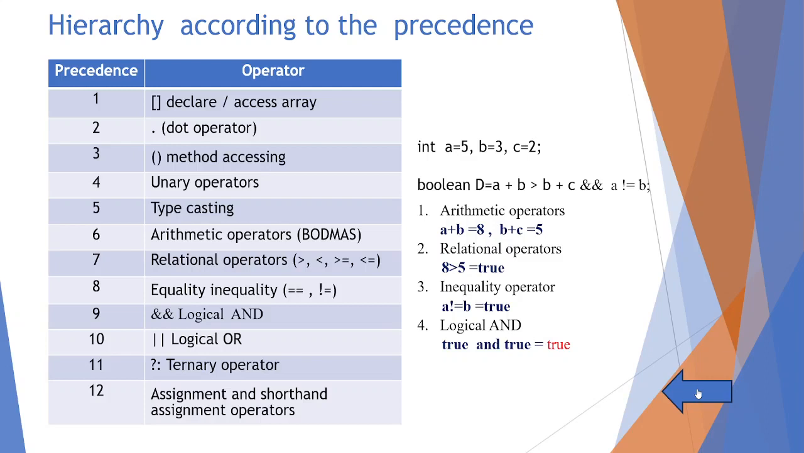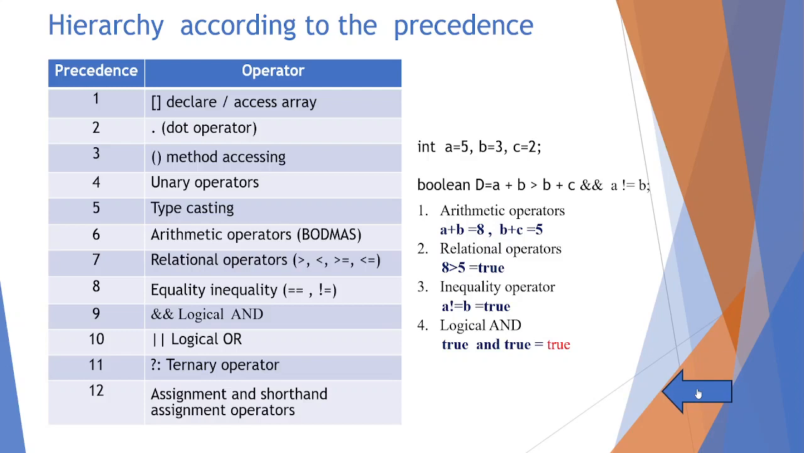Now, a plus b, arithmetic operator. If you see the list, arithmetic operator is in 6th position, 6th priority. Okay. Greater than, there is one greater than. Okay, 7th priority. So 6th is higher than 7th. And then and, that is 9th priority. Then a not equal to b, 8th priority. So Java understands.